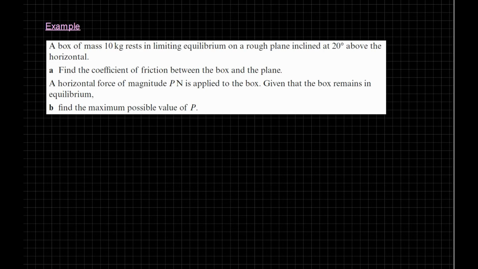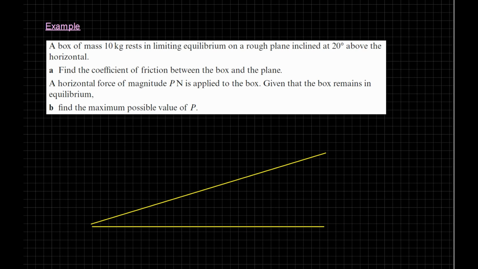Okay. In this case, it looks like we're going to be finding the coefficient of friction ourselves, actually. Okay, so a plane, inclined plane. Let's draw a nice big diagram. It's 20 degrees inclined. Box of 10 kilograms rests on it. There's my box. Picking some arbitrary colours. We've got 10g down, that's the weight. On a rough plane inclined 20 degrees above the horizontal.